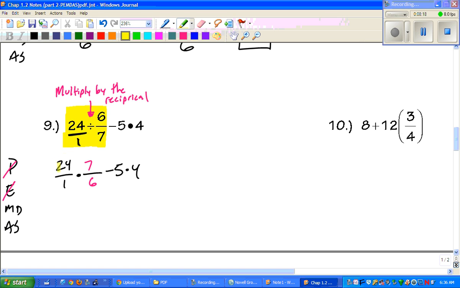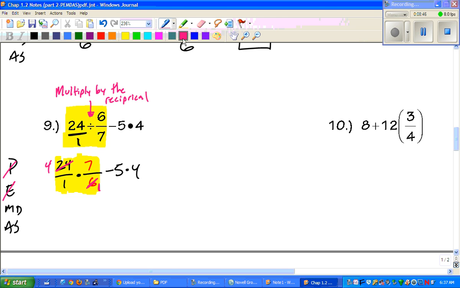Okay? Now, we are still working here. Okay, we can't skip to the other parts yet. So what we're going to do is now we are going to reduce. Can the 1 and 7 reduce? No, but the 24 and the 6 can. The 6 changes to a 1, and the 24 changes to a 4.